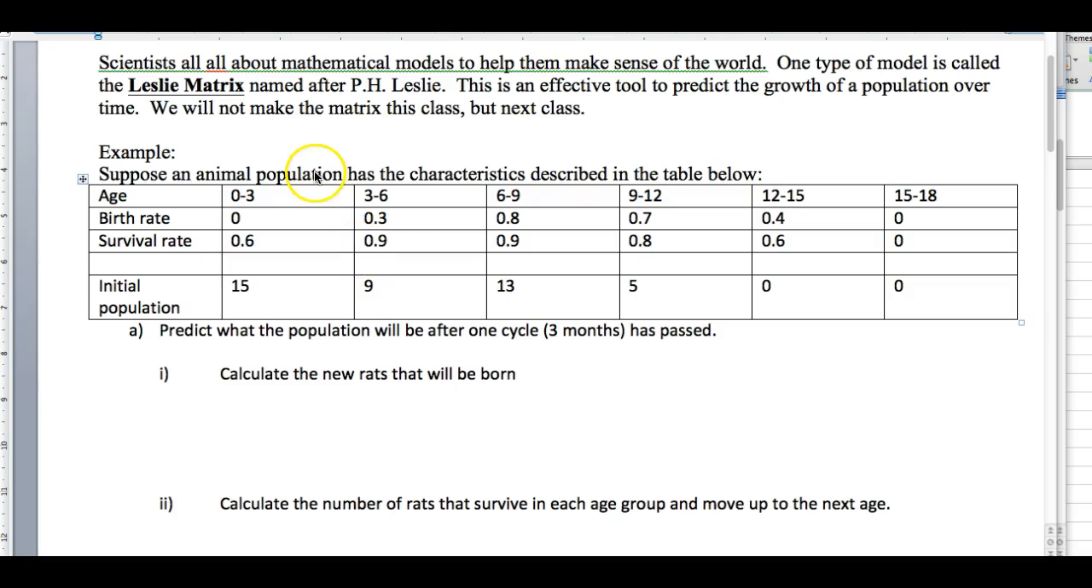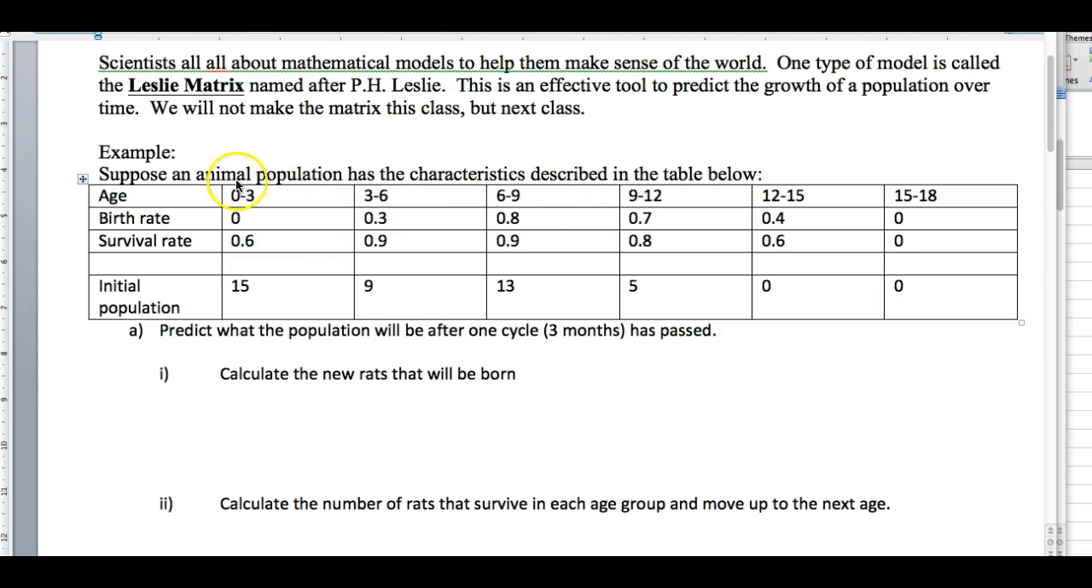Okay, so what happens now is that we have an animal population which has characteristics as described below. So what does this mean? Well, first of all, this would be an age category: 0 to 3 years old. This one would be 3 to 6, 6 to 9, and so on. So that would be the age of that animal.